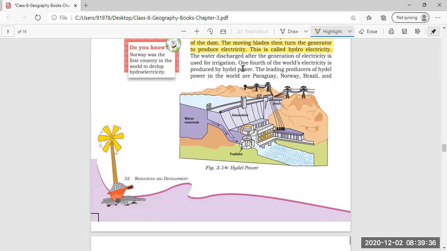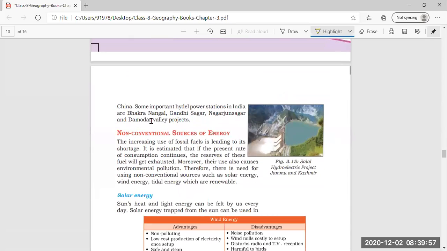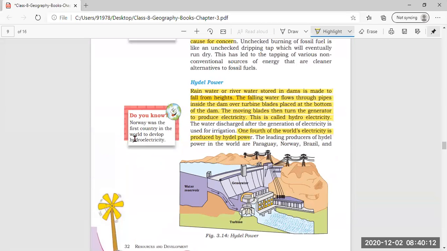The water discharged after the generation of electricity is used for irrigation. One fourth of the world's electricity is produced by hydel power. You can underline this. The leading producers of hydel power in the world are Paraguay, Norway, Brazil, and China. Some important hydel power stations in India are Bhakra Nangal, Gandhi Sagar, Nagarjuna Sagar, and the Damodar Valley project. So these are the important hydel power stations. You can also note that Norway was the first country in the world to develop hydroelectricity.